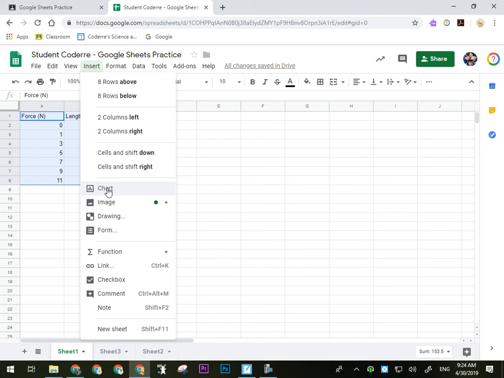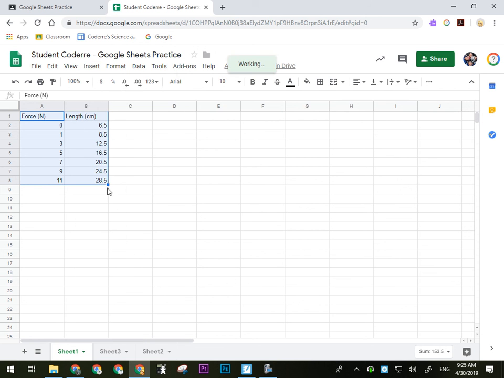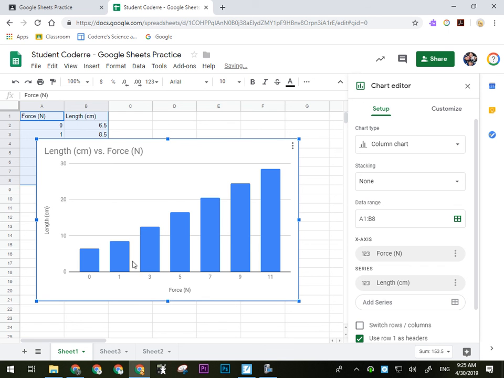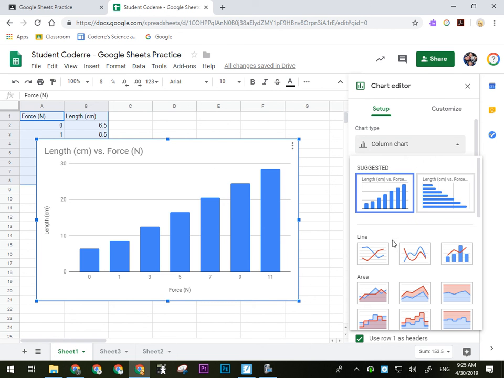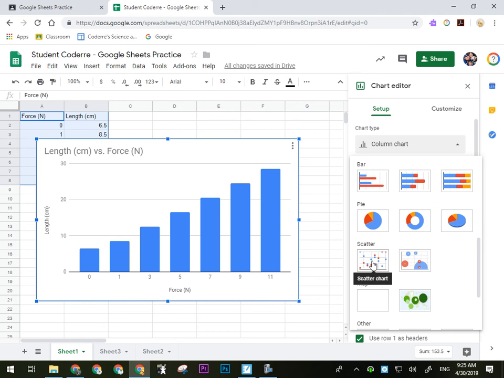Click on that, and Google Sheets tries to figure out what you want. It never gets it right. So when I click on that, it's going to bring up a bar graph. Well, I don't want a bar graph for this. So what I do is I go here to chart type, and I click on it, and I want to scroll down till I get to what's called a scatter plot. It's a ways down.